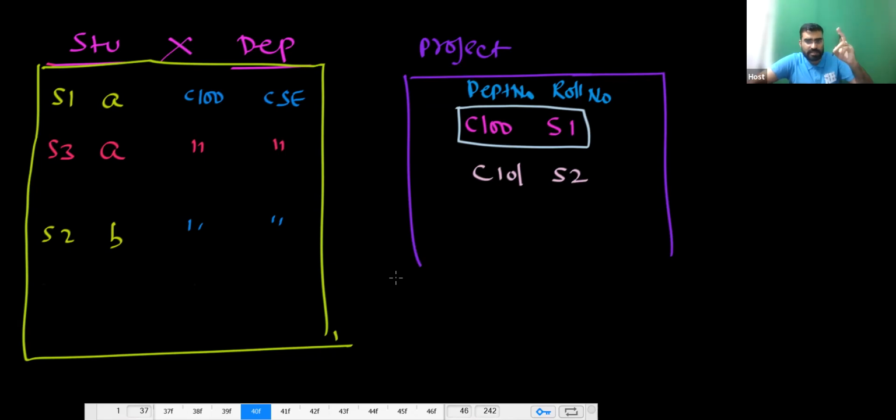Okay, there are two ways. See, there are two ways. Tell me, will you get the correct answer? Let's see this in two ways. The first, you think about this. If there is a student who is working on a project in the CSE department, will he get in the output? Let's assume there is a student S3 who is working on a project in the CSE department, will he get in the output?